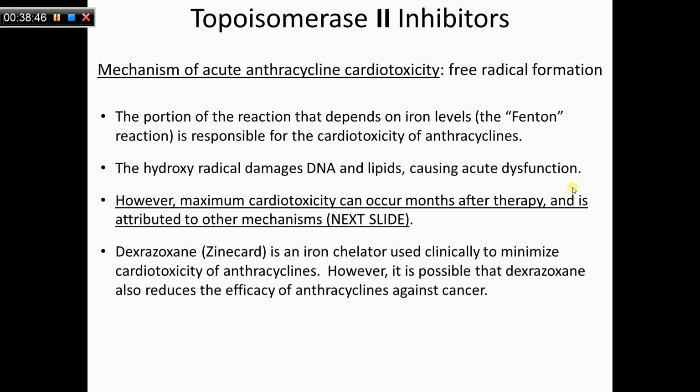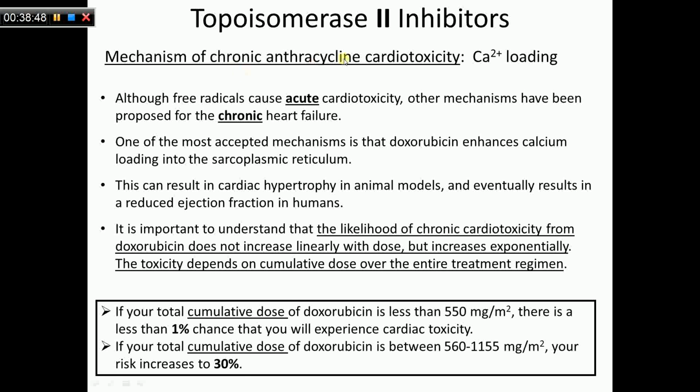Okay, I'm going to skip this because I already mentioned the acute toxicity. Chronic anthracycline toxicity is totally different. The theory, and there's a good amount of evidence to support this, is that calcium accumulates in the sarcoplasmic reticulum. So somehow, if you have doxorubicin, we're talking months to years.